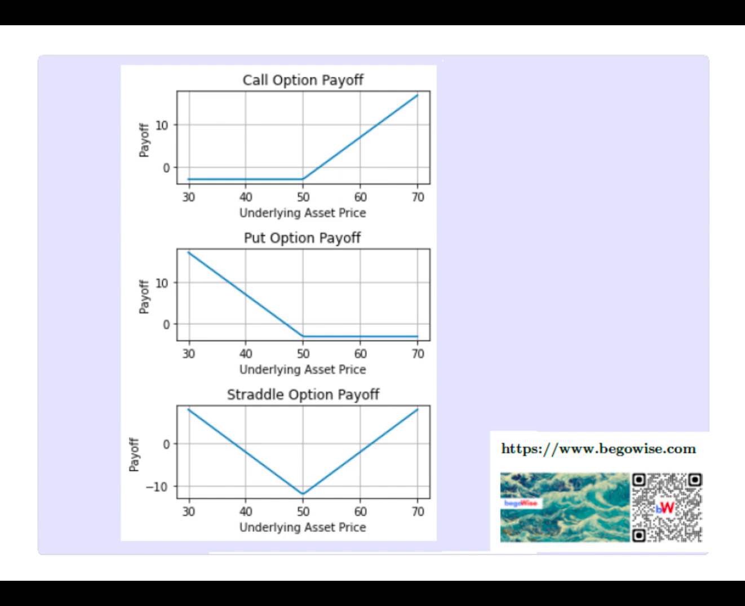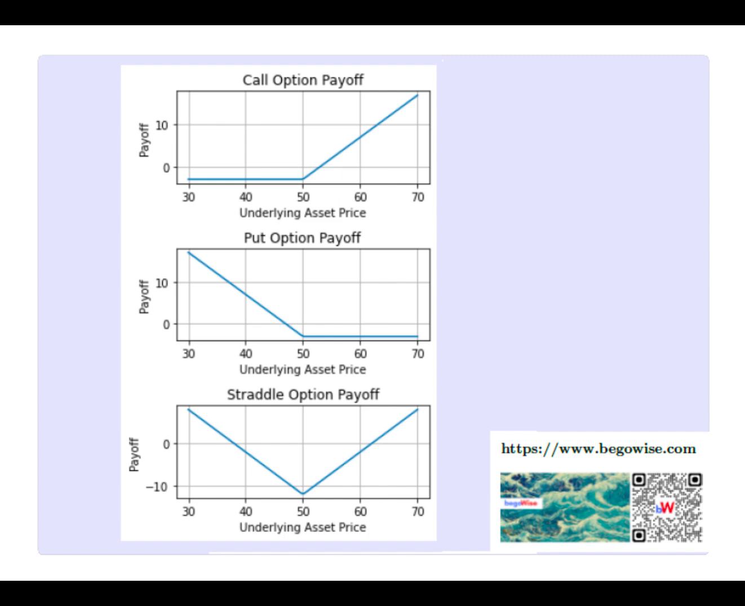2. Put option payoff. Out of the money. For a put option, if the stock price is above the strike price, the option is out of the money. The payoff function remains flat at zero because there's no benefit to selling the stock at a lower price than its current value. At the money. When the stock price equals the strike price, the put option is at the money. The payoff function starts to slope downward. As the stock price falls below the strike price, the payoff begins to increase.